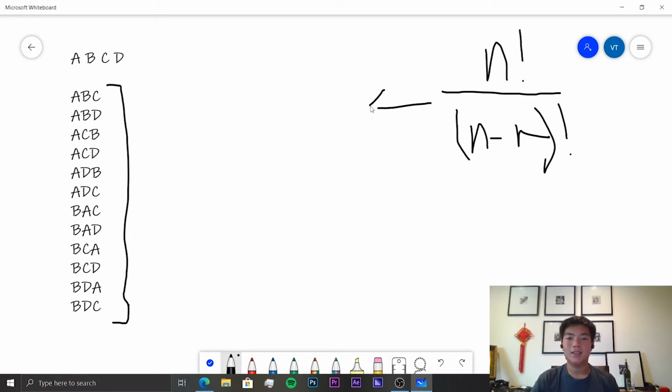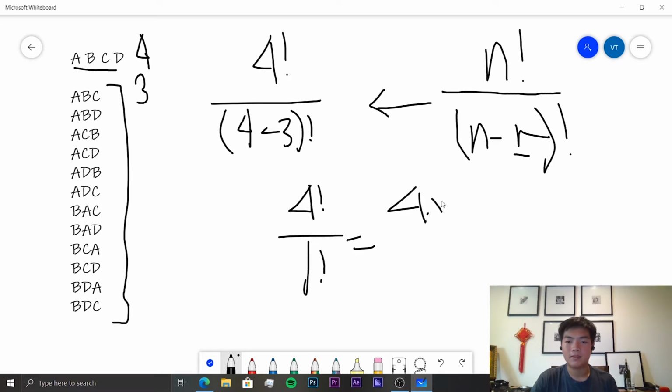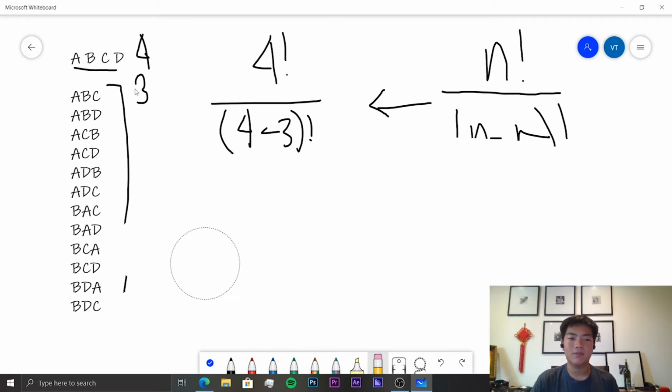And we can actually calculate the number of permutations, or the number of different ways we can arrange it, using this formula. So n is the total number of objects, in this case it's 4, and r is the number of objects we're picking out of them, which is 3. So the total number of permutations would be 4 factorial divided by (4 minus 3) factorial, which is 4 factorial over 1 factorial. And this is equal to 4 times 3 times 2 times 1 over 1, which is also equal to 24.